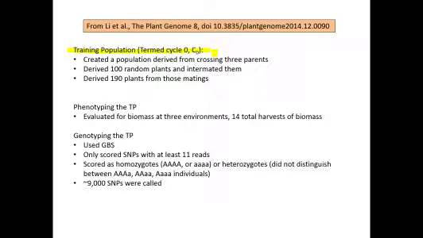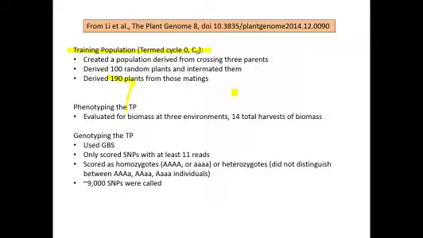And from those matings, they derived 190 plants. Those 190 plants were then phenotyped, and they are the training population. The trait they were looking at was biomass, and they did this at 3 different environments with 14 total harvests of biomass. And you can see the information here in the genotyping. They use genotyping by sequencing.